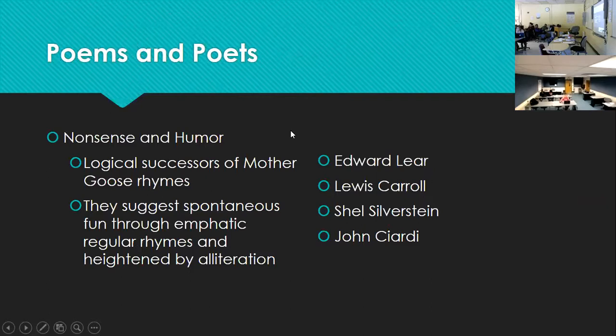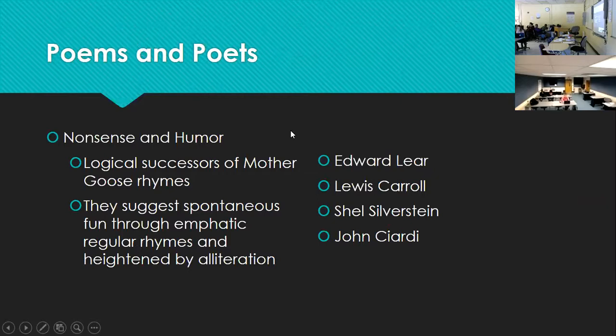All right, on to poems and poets. So poets who write for children use subjects that are interesting to children. They write humorous poems that encourage children to identify with characters, situations, and locations, poems that suggest mood and feelings, animal poems, and poems about witches or ghosts.